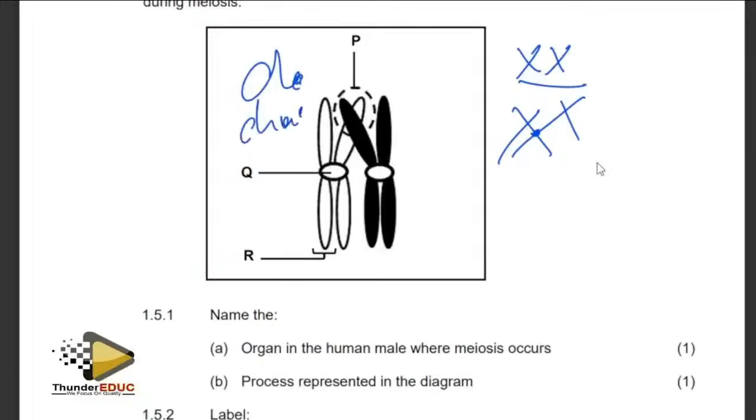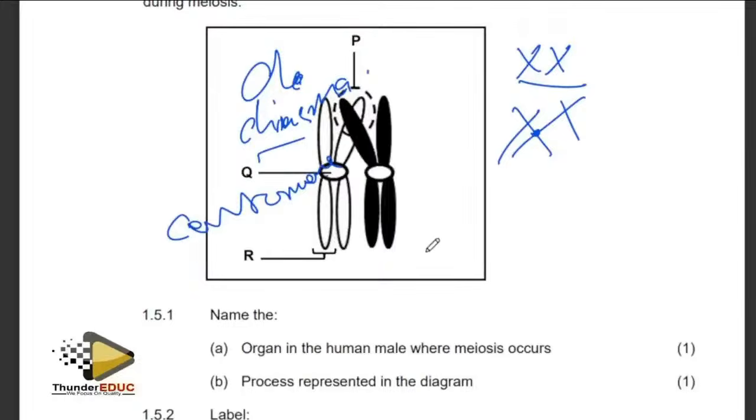Chiasma. If it's one, it's called a chiasma; if there are many, we call them chiasmata. This is a centromere. And then this is a chromatid. It's not a chromosome, it's a chromatid.